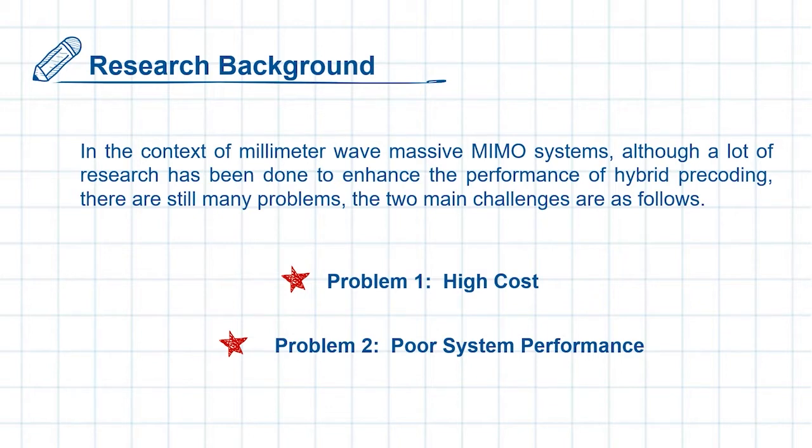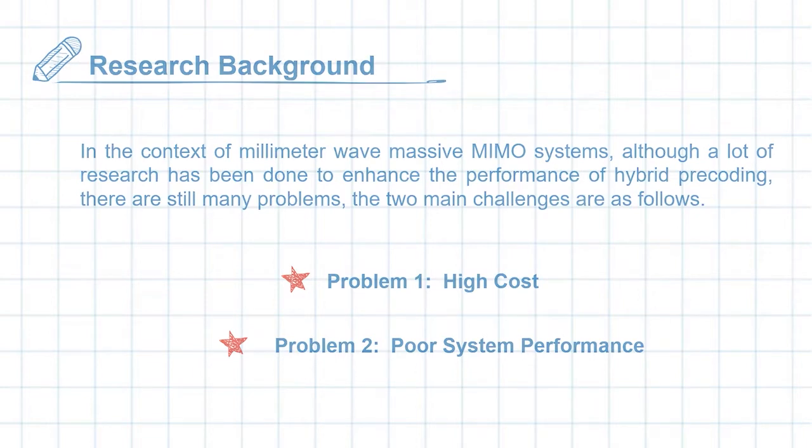Therefore, we proposed a millimeter wave hybrid precoding method based on deep learning, which jointly optimizes the channel measurement vector and designs a hybrid beamforming vector to achieve a near optimal data rate with negligible training overhead.